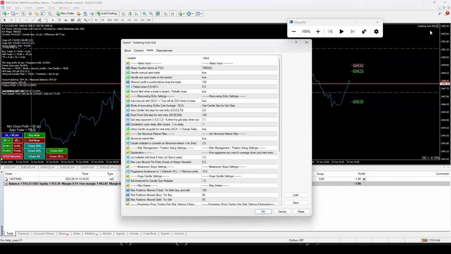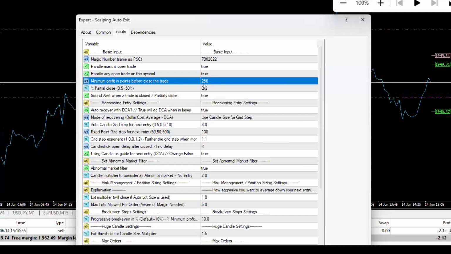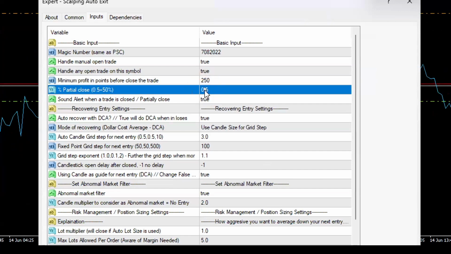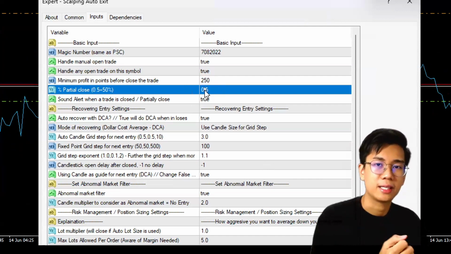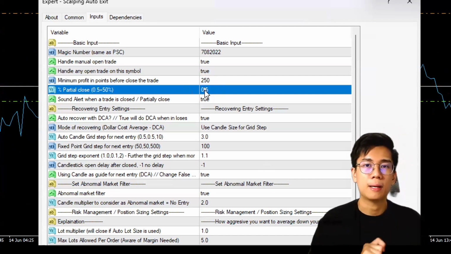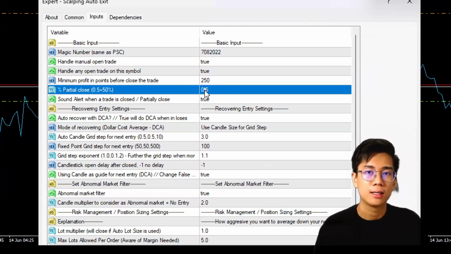You can click on this phase. Inside, you can see this is the minimum cross profit. You can adjust directly from here. I need to earn at least 250 points for the gold market because I would like to get more profit. At the same time, when the robot closes for you and captures the profit, instead it doesn't close everything. It will close bit by bit and let the profit continue to run. How? It will close 50%, 50%, 50% for you.